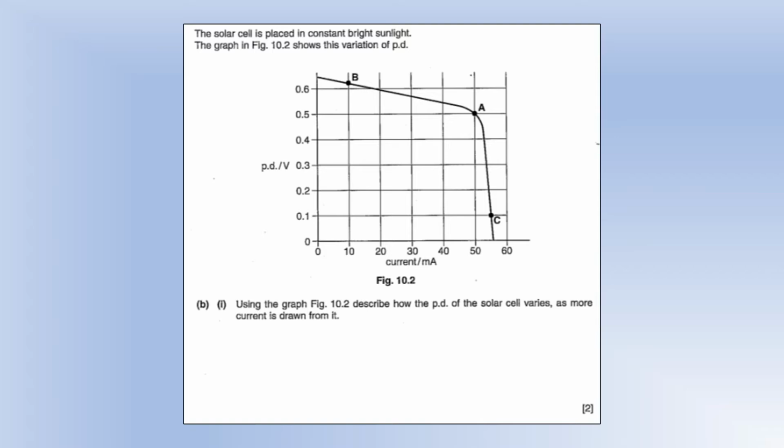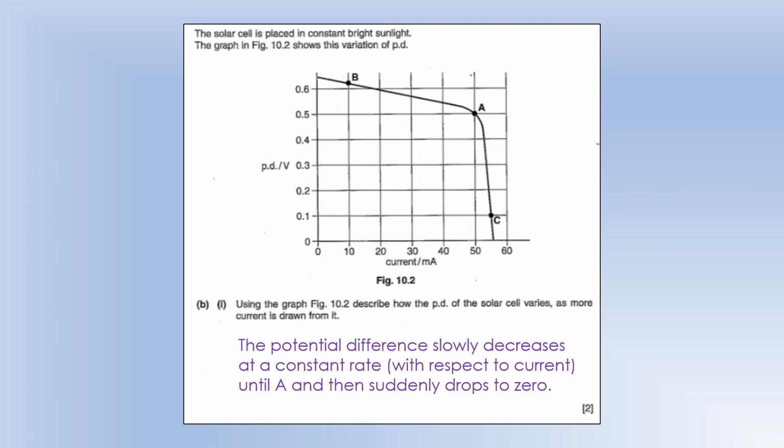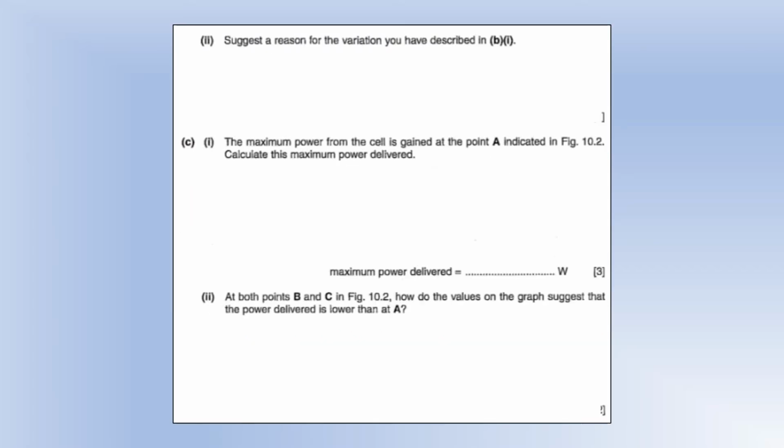Okay, so the solar cell is placed in constant bright sunlight. The graph shows the variation in potential difference with current. So describe how the potential difference varies as you draw more current. So the potential difference slowly decreases at a constant rate with respect to current. So we've got a straight line section where it's decreasing, and then it suddenly drops to 0 between sort of 50 and 55 milliamps. Suggest a reason for the variation.